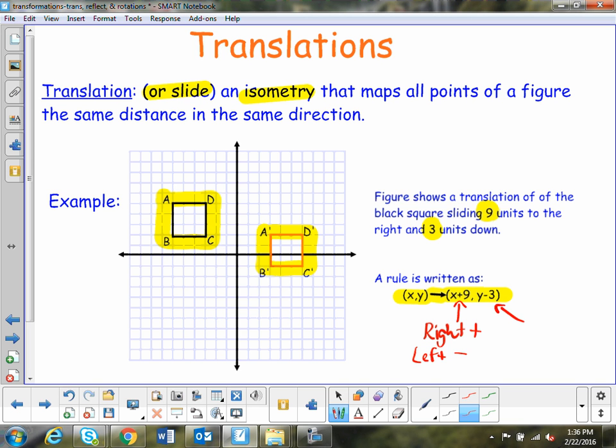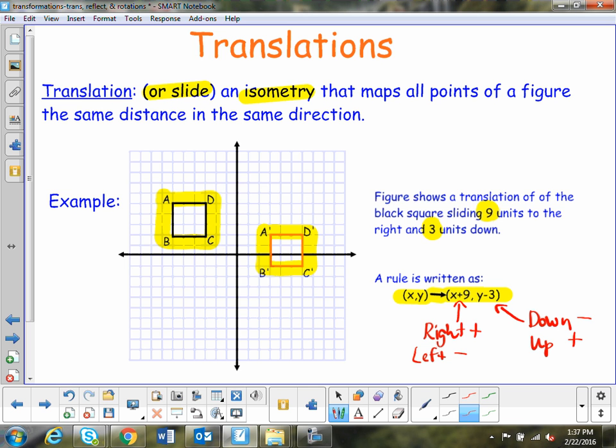What about for the y? Why does it say minus 3? Because you're moving down. So anytime you're going down from the negative low numbers, you're going to subtract. How about to go up? You're going to add. Okay? So simple as that. That's why I think this one is the easiest, so we just add and subtract.